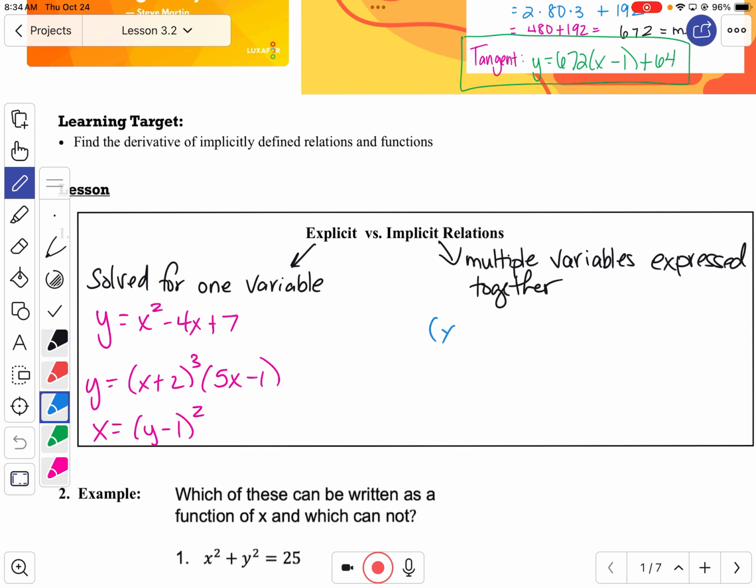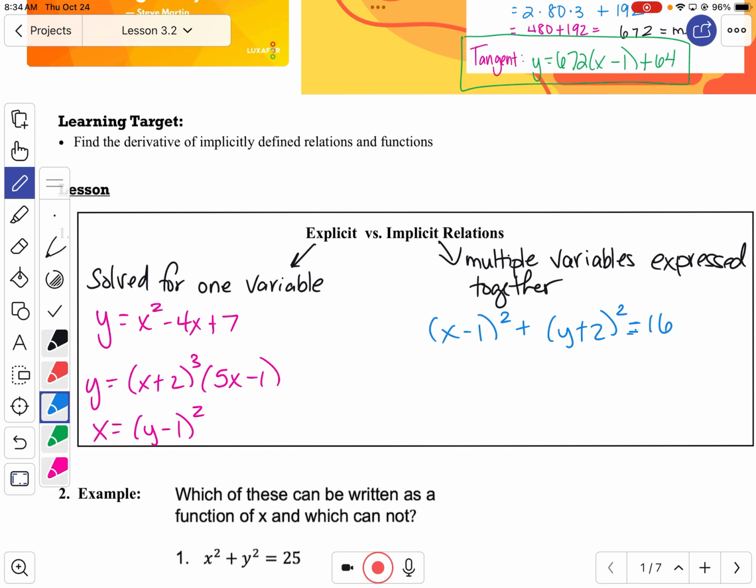So something like this, (x minus 1) squared plus (y plus 2) squared equals 16. What is that, by the way? It's a circle. That's considered an implicit relationship. x and y are defined together.